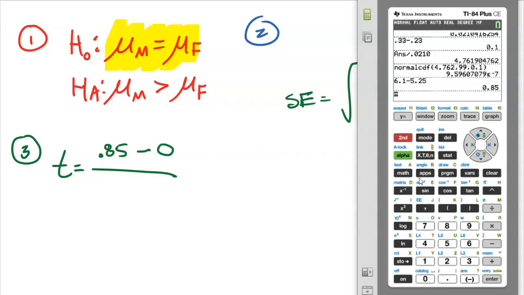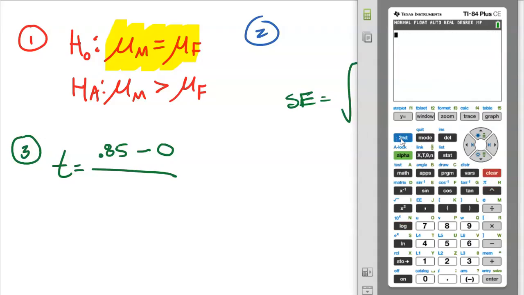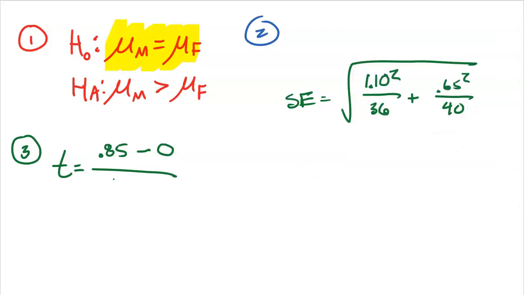Again, that formula is on your formula sheet. Don't be afraid to use it. All right, now I'm going to go to my calculator to get that value. I'm going to do 1.1. Trying to type on, you have no idea what you're looking at here, but the program I'm using here makes this tough. 1.1 squared divided by 36 plus 0.65 squared divided by 40 for the females gives me a standard error of 0.210, and that's what I put right there.